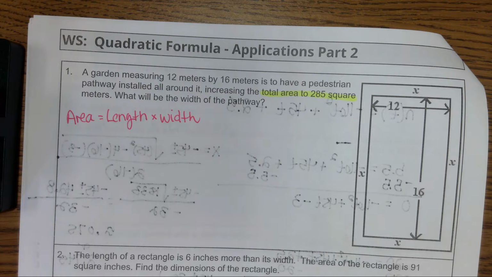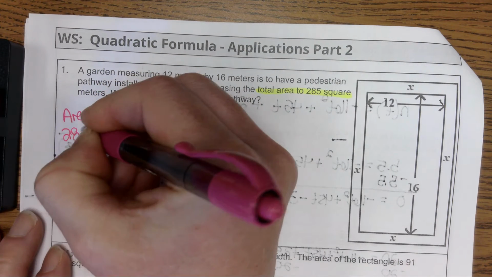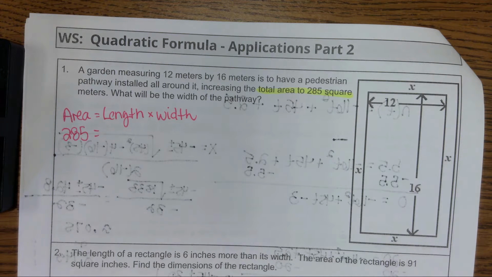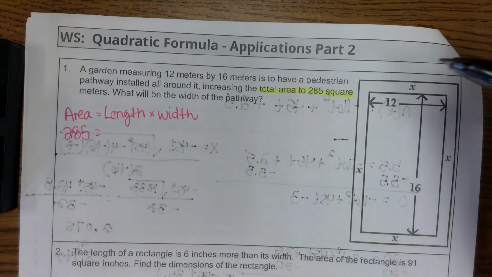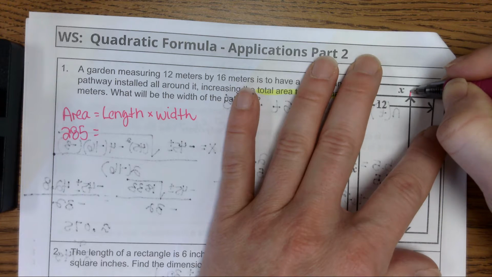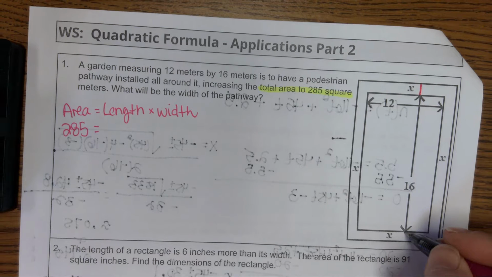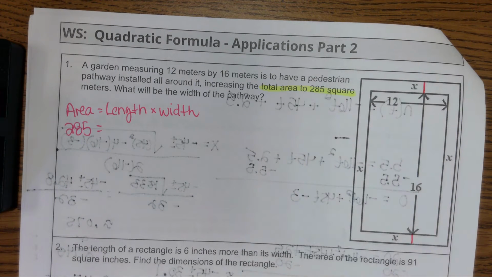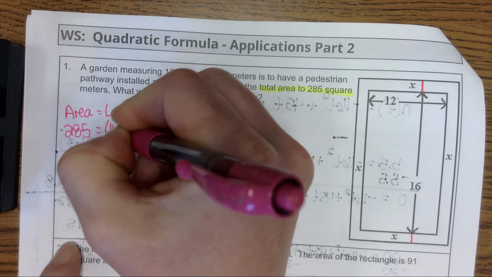All right, now I know that this is 285, so I'm going to put that in. I have to figure out an expression for the length and the width. Let's call the length the longer one. Do you see from here to here is 16? But what I need to do is add on the pathway. What variable did I put for the length of the pathway? X. And I have to add one here. So how many x's is that? 2x. So I'm going to write for the length in parentheses 16 plus 2x.